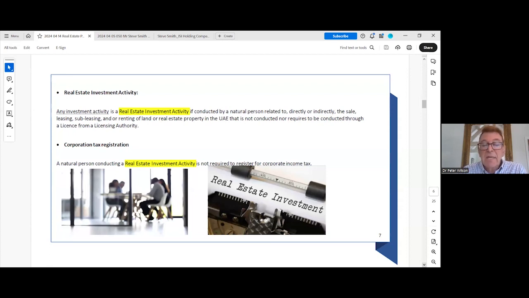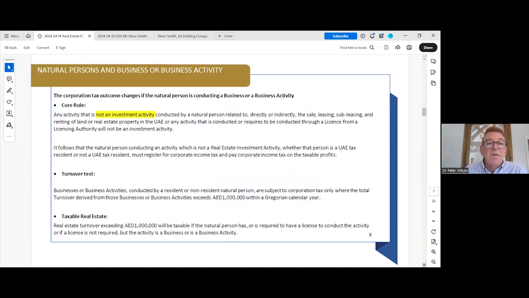But if the natural person is not carrying on an investment activity, but is carrying on a trading activity, then it's not so clear. And people who are carrying on a trading activity might be very well advised to get some advice on whether or not they should register their trading activities, their property activities, for corporate tax. So let's talk about what happens if it's not an investment activity.